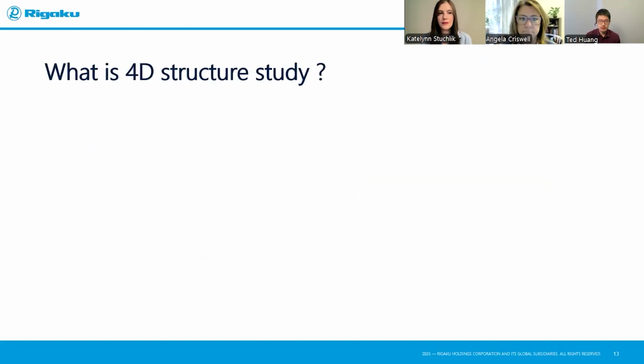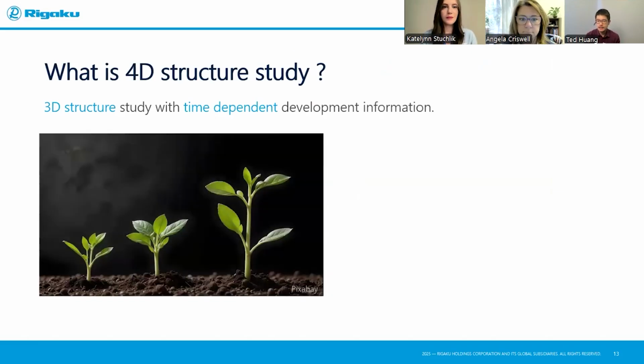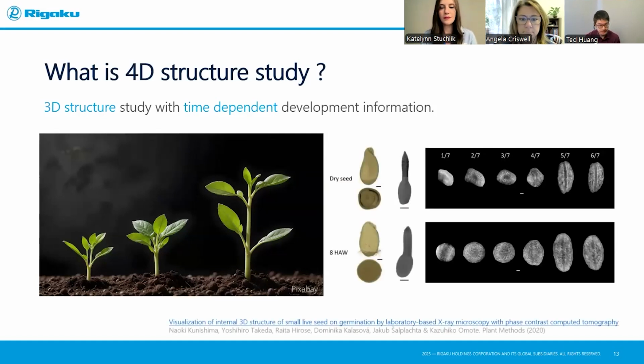So what is 4D structure study? Very simply, it's 3D structure study with time-dependent development information. So it can be really straightforward. It can be really broad. Like today, you're looking at the sprouting of a seed or growing of a plant. If you scan it using CT during different stages of its growth, it is a 4D study. And would you look at that? Someone already did that. They scanned a seed sprouting, germinating, using CT to study its change.